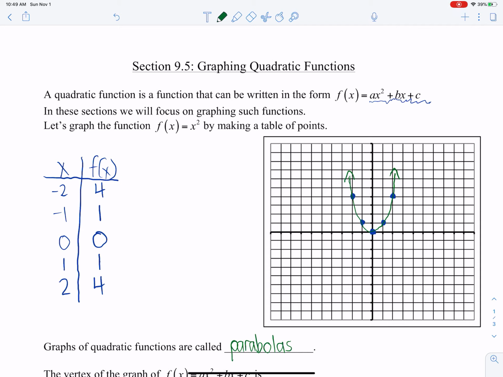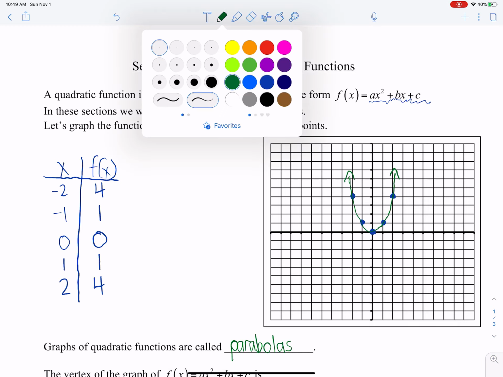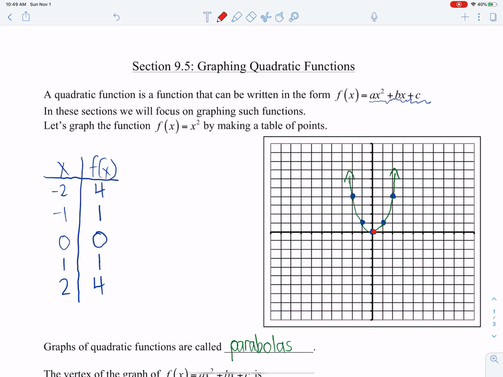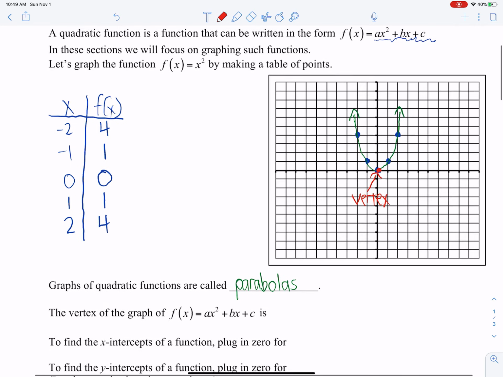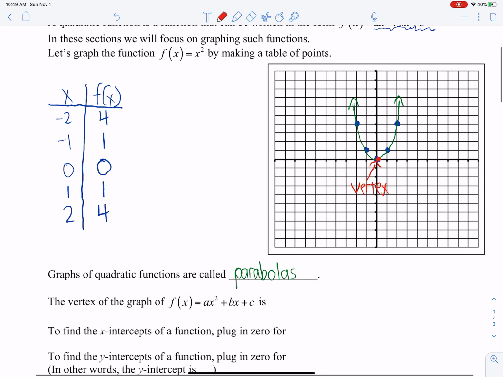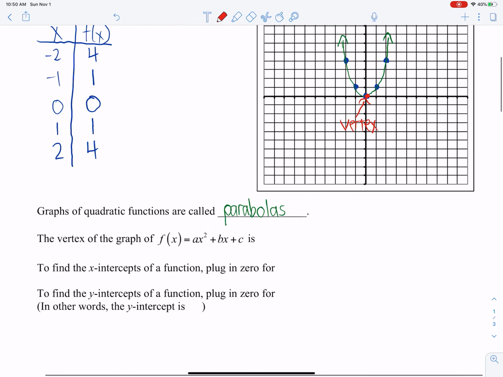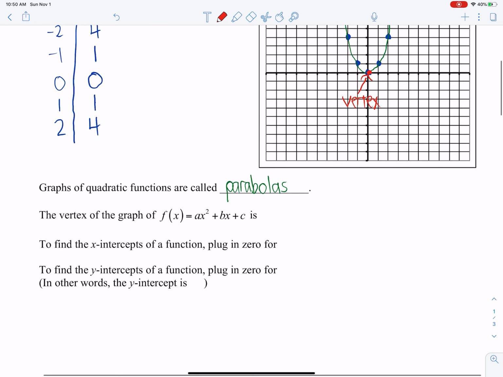Now, what we're going to do in this section, the keys are going to be finding the vertex, which is the point right at the tip. In the case of that one, our vertex was right at the origin. And then we're also going to find the x-intercepts and the y-intercepts. To do that, there are some formulas here that will help to remember.